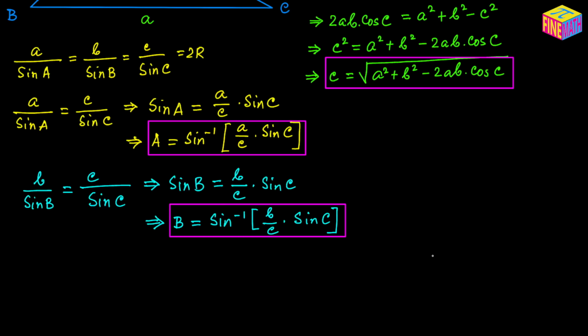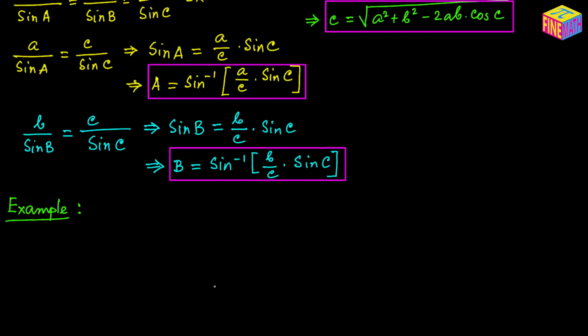So we have been able to find the values of the 3 other attributes. We were provided with the values of a, b and the angle C, and from that information we have been able to find the side length c, the angle A and the angle B. I hope things are clear up to this point. Next I am going to take an example.